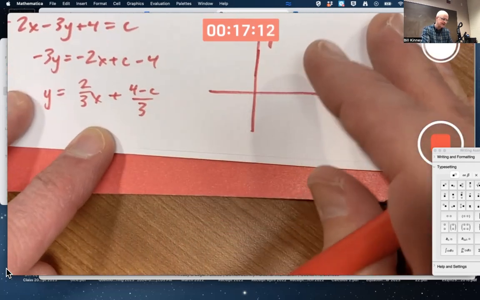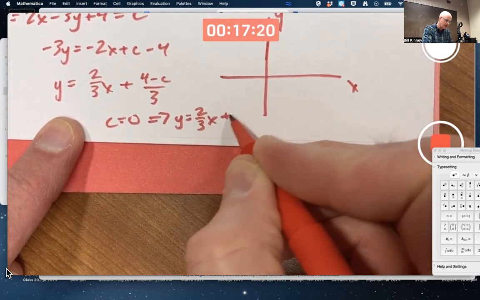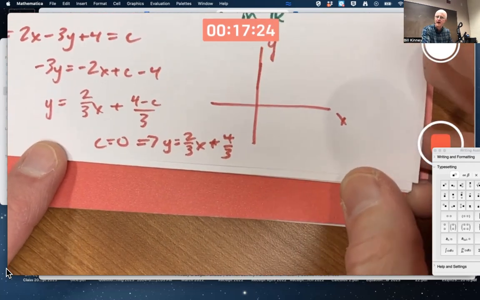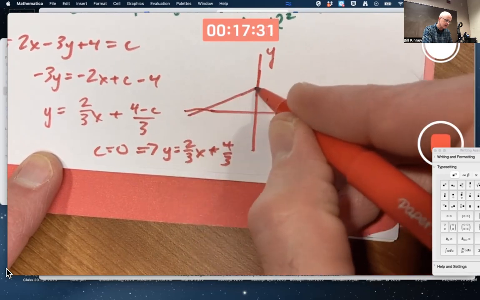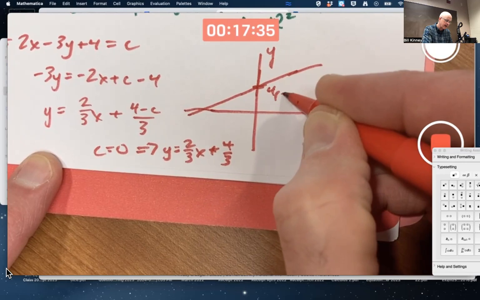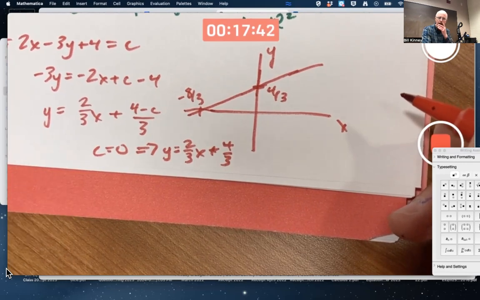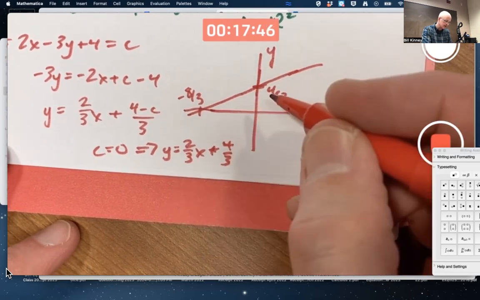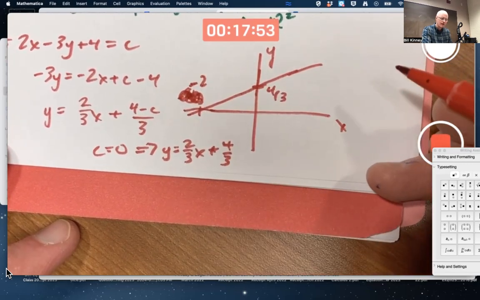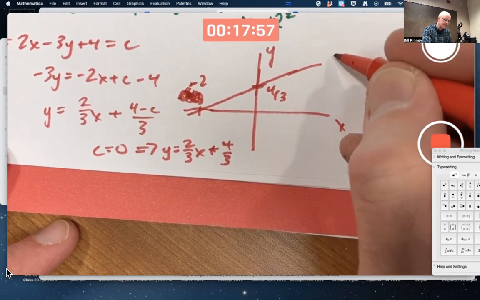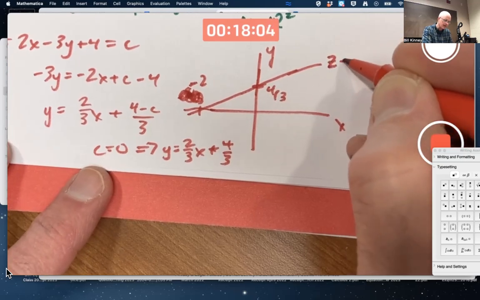So if c is 0, for example, it's the line y equals 2/3 x plus 4/3. The y-intercept is not 1.5 like I thought initially. It's actually 4/3, and the slope is positive 2/3. That's 4/3 there. That's negative 2 there. Slope of this line is 2/3. This corresponds to an output of 0. You could say c equals 0, but it's probably better to label it z equals 0.